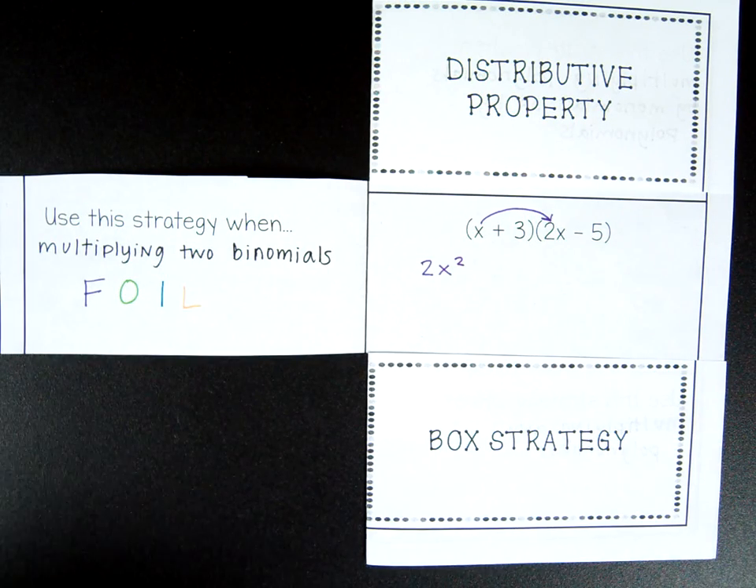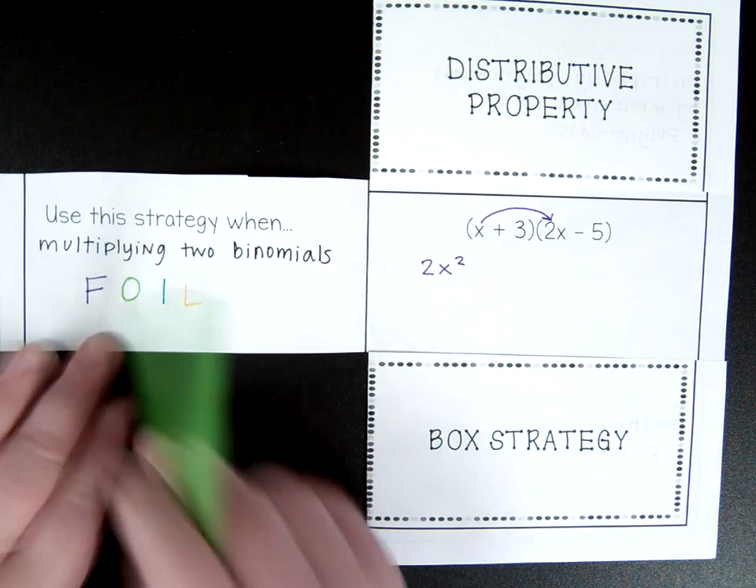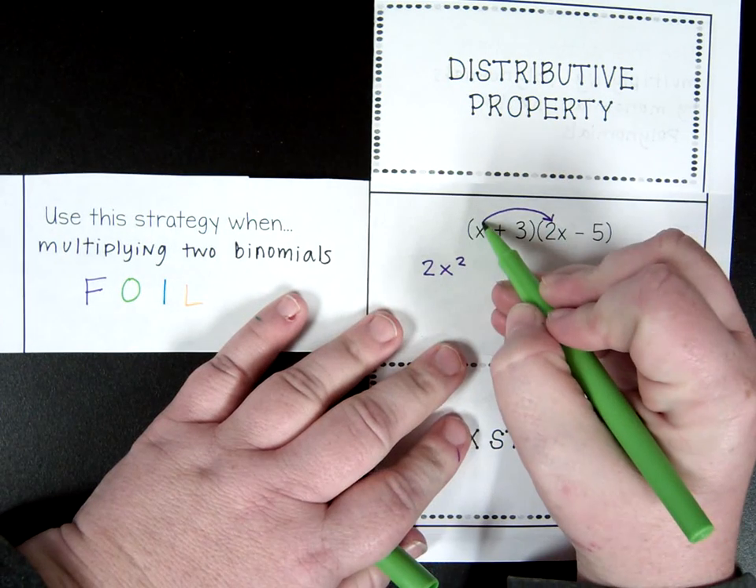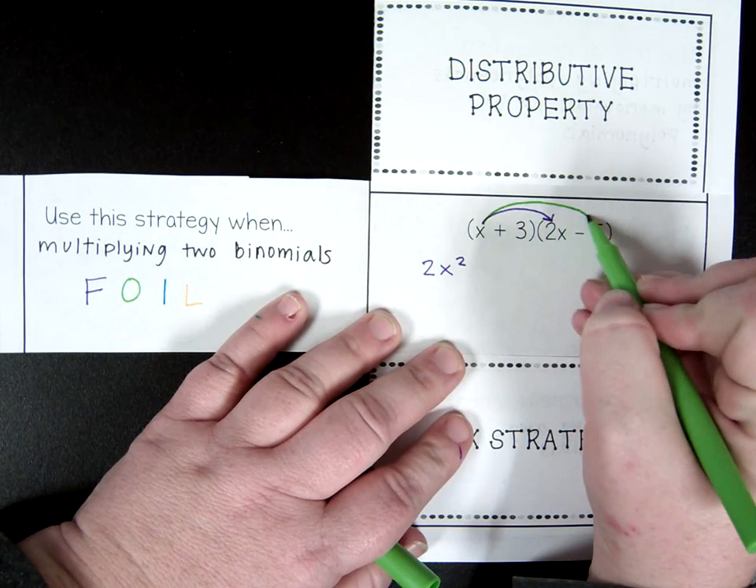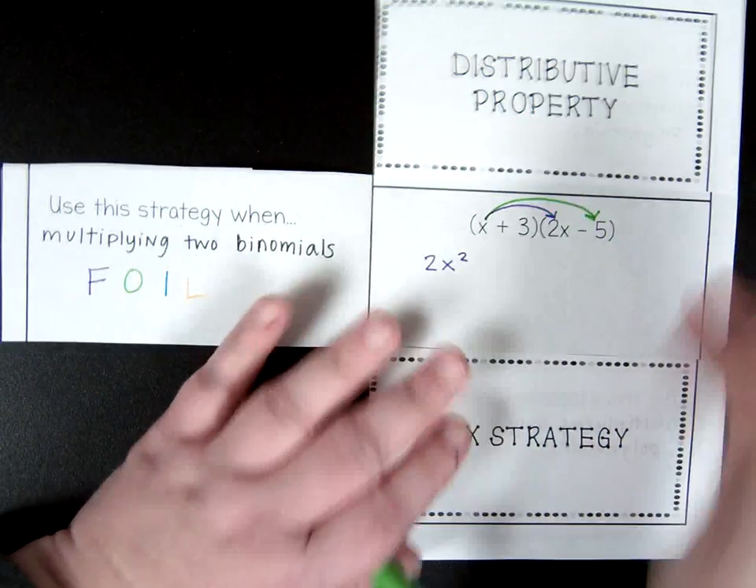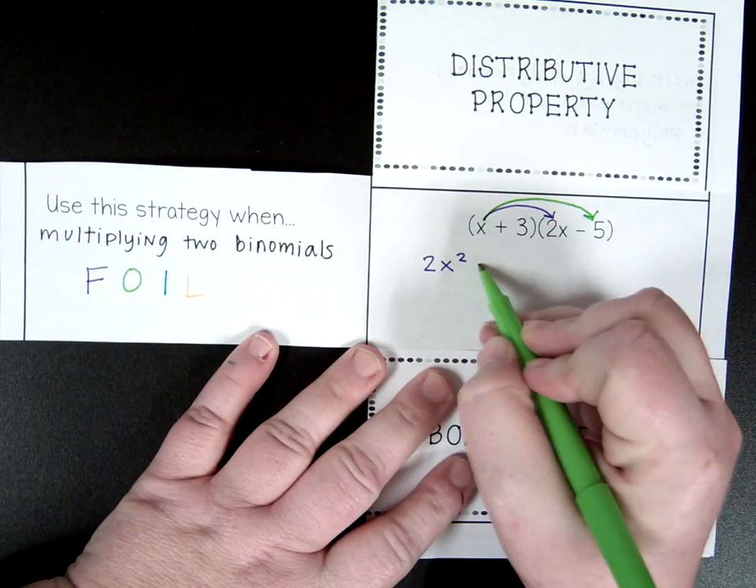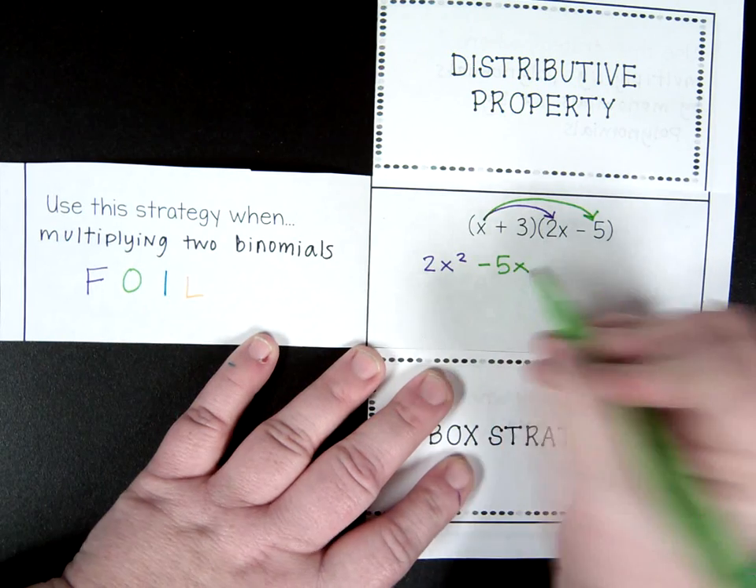So the next thing I'm going to do is my outers. My outers are the outside things in the parentheses. So that would be x and negative 5. So I know that x times negative 5 would give me negative 5x.